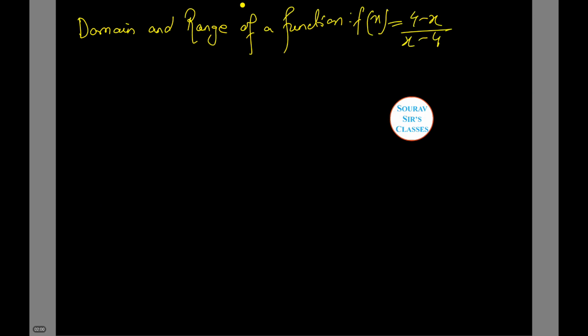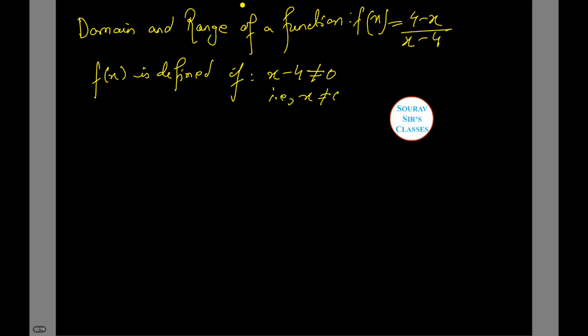Now we need to find the domain and range of the following function f(x) = (4 - x)/(x - 4). Thus f(x) is defined if x - 4 is not equal to 0, that is x is not equal to 4. Thus the domain of f(x) is R - {4}.